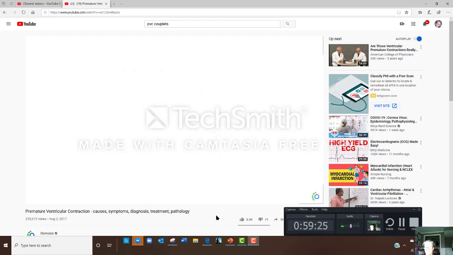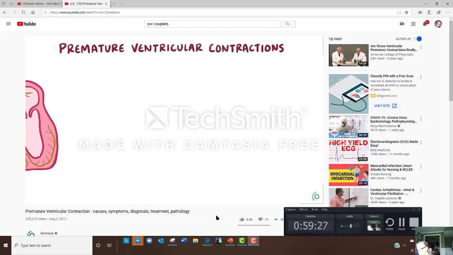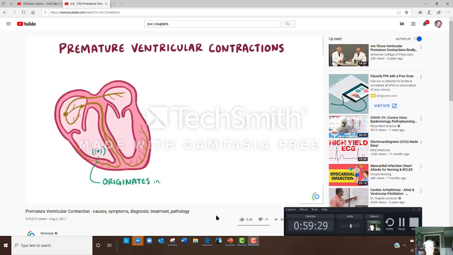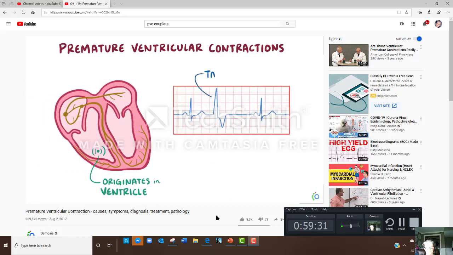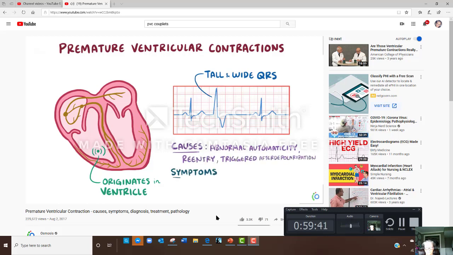Alright, as a quick recap. Premature ventricular contractions are abnormal heartbeats that originate in the ventricles, and show up as tall and wide QRS complexes on an ECG. They can be caused by abnormal automaticity, re-entry, or a triggered after depolarization. They're usually asymptomatic, but when they're a sign of an underlying disorder, treatment including a radiofrequency ablation might be necessary.